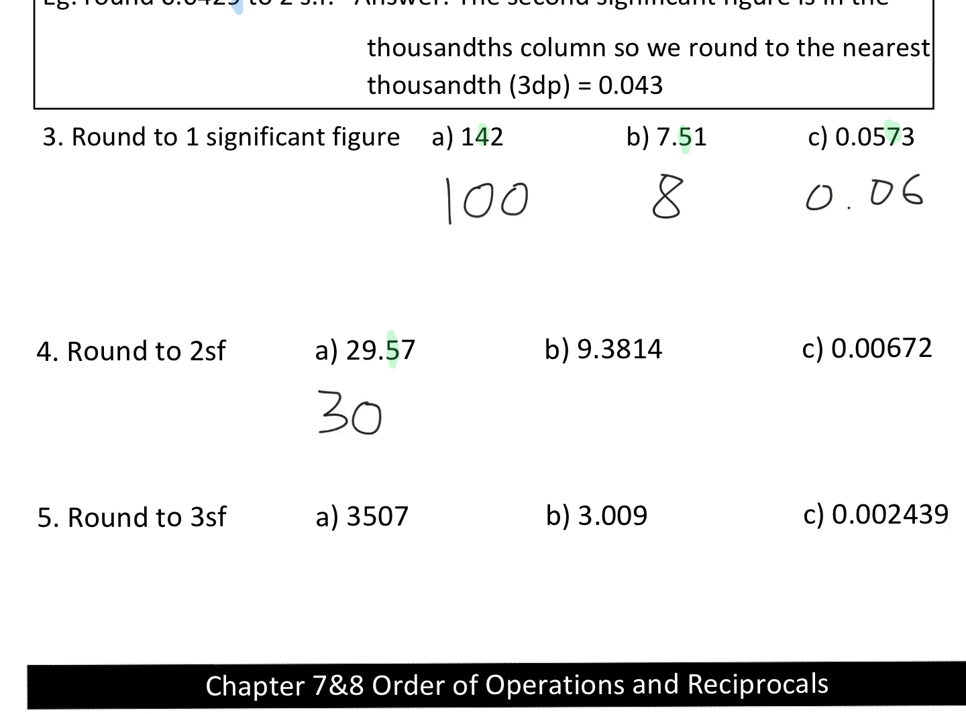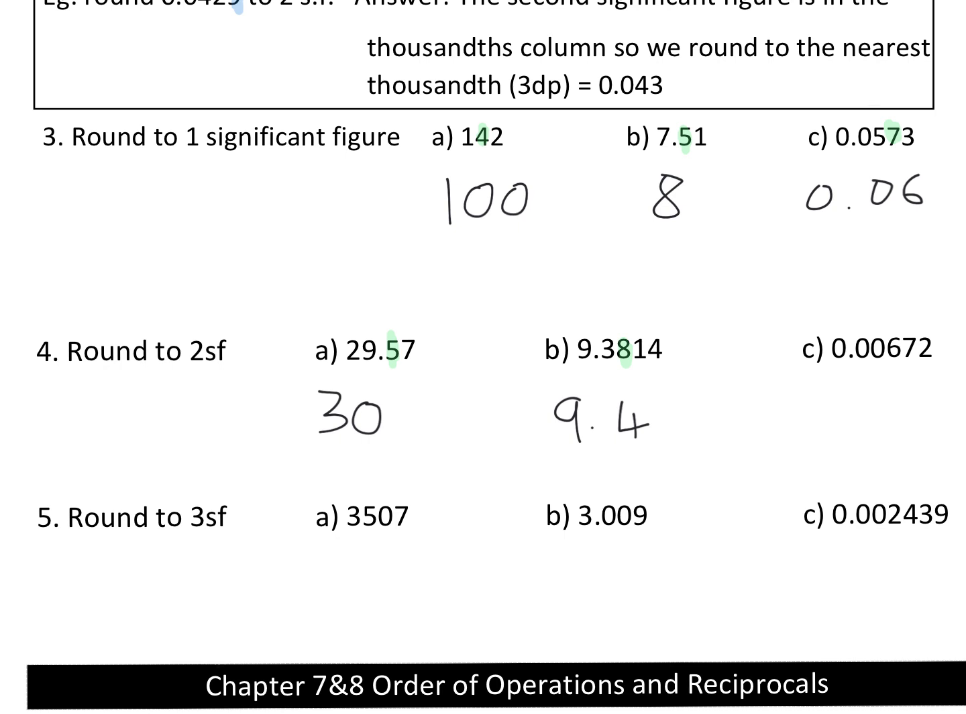Part B, 9.3814. The second significant figure is the 3. The digit after the 3 is an 8, so we're rounding to the nearest tenth, or 1dp, and because of the 8, we're rounding up to get 9.4.